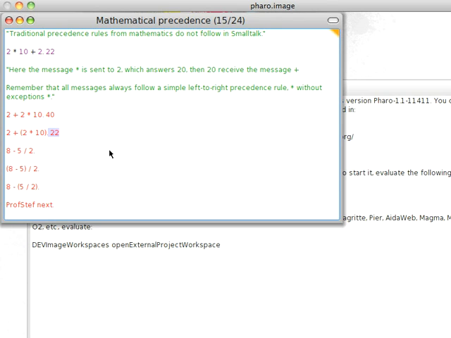So that's something you have to keep in mind in Smalltalk. There's no arithmetic precedence because the precedence rules are extraordinarily simple. Left to right, unary, binary, keyword, parentheses to change that order. And that's really all there is.